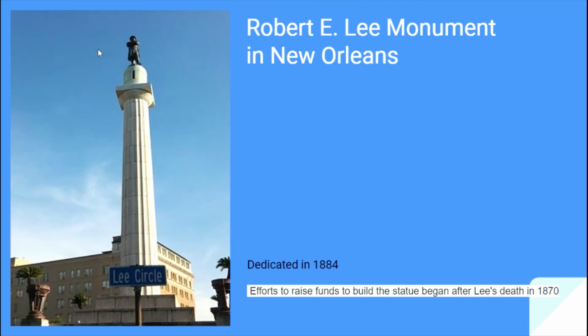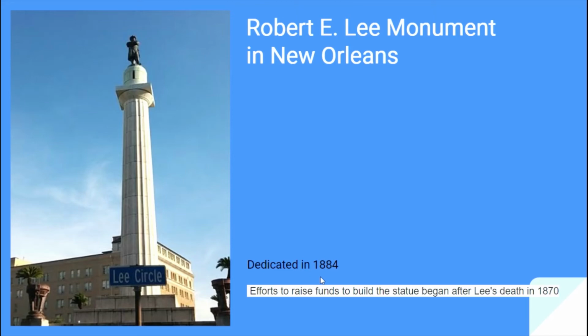Here you can see a monument dedicated to Robert E. Lee. Of course, Robert E. Lee was the most famous Confederate general during the Civil War. And you can see that this statue is located on top of a very tall pedestal. This monument, like the last one that we saw, is located in New Orleans, Louisiana. This one was dedicated in 1884.